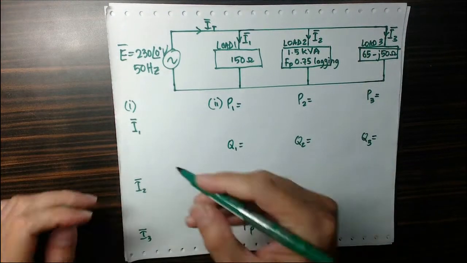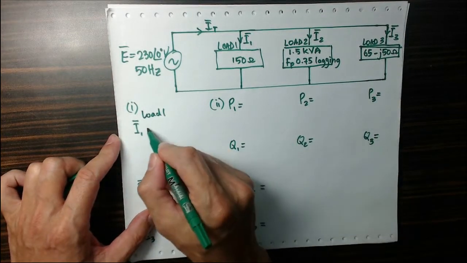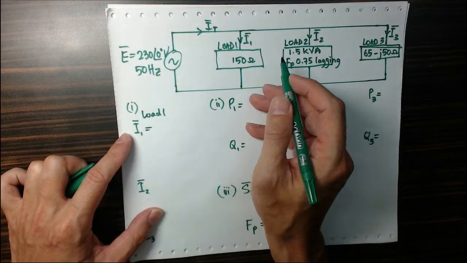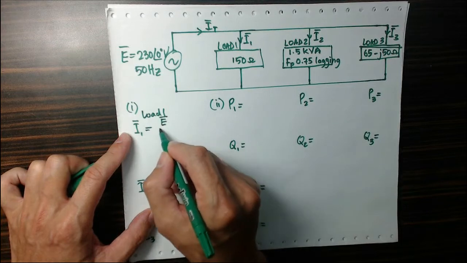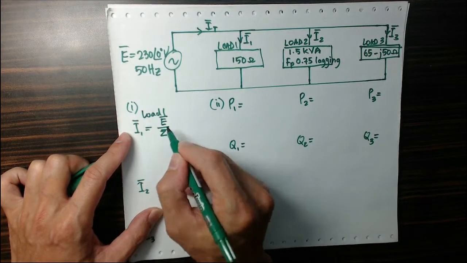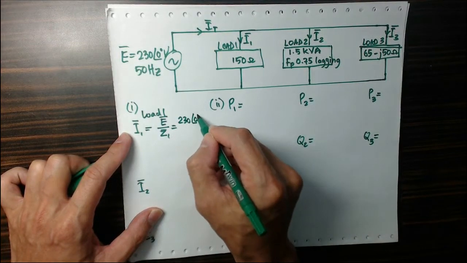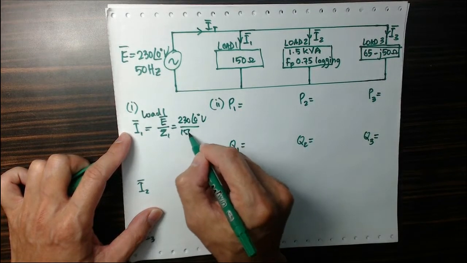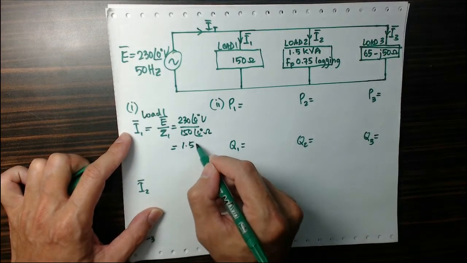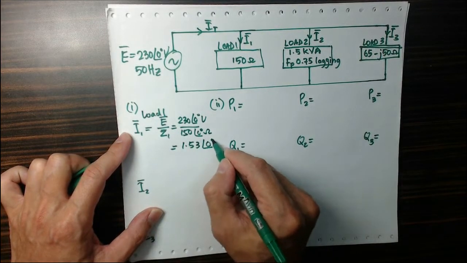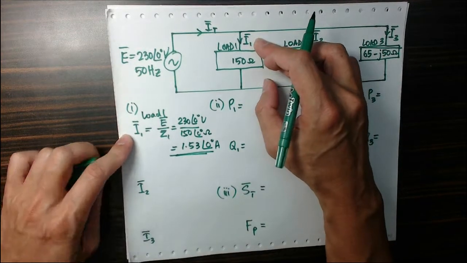If we look at load 1, it has only a resistor, so that's quite straightforward. We use the polar form to answer this question. Using Ohm's law, E divided by the impedance Z1. That gives me 230 volt divided by 150 angle 0 ohm. So that will give me 1.53 at the angle of 0 degree ampere. That's the branch current for 1.